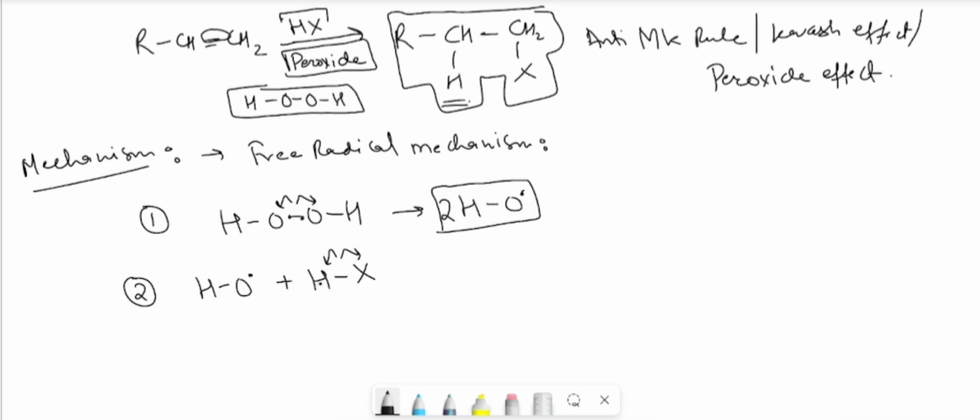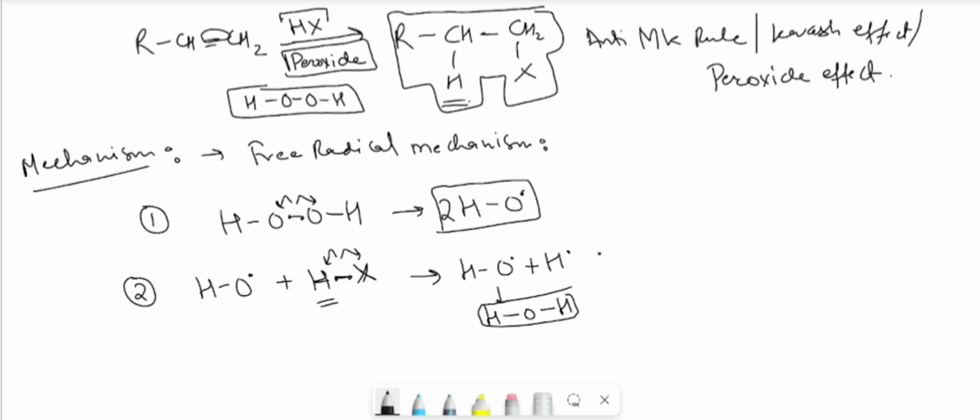Okay, what will happen? The hydrogen radical will be formed and the X radical will be formed. Why? Because the bond breaks homolytically. The HO radical will react with the H radical formed in the reaction, so they will react and form HOH. So this is the water formed.